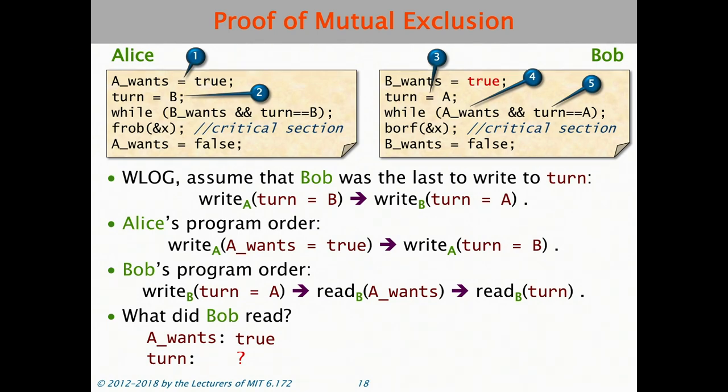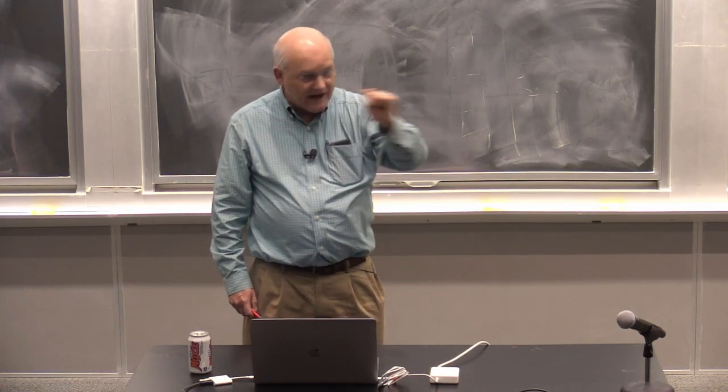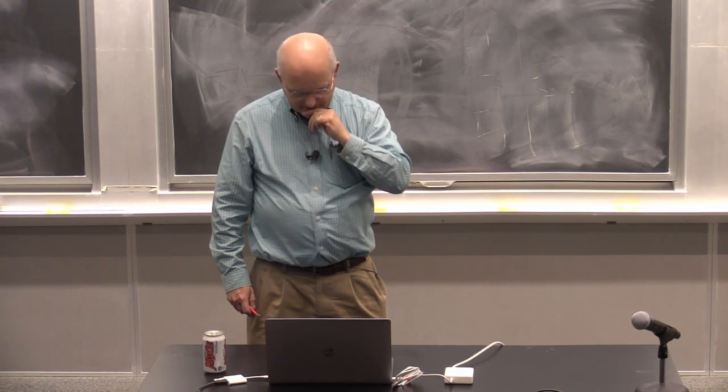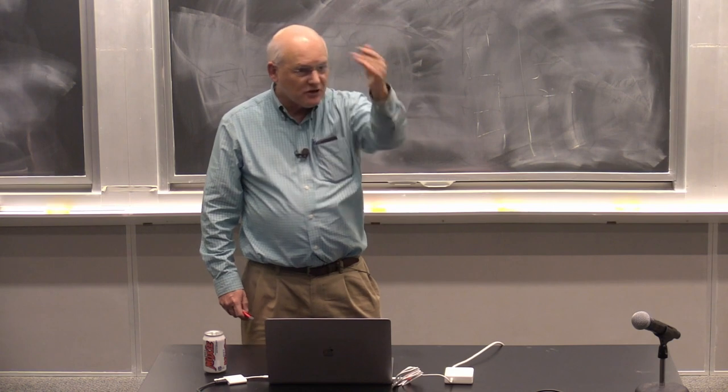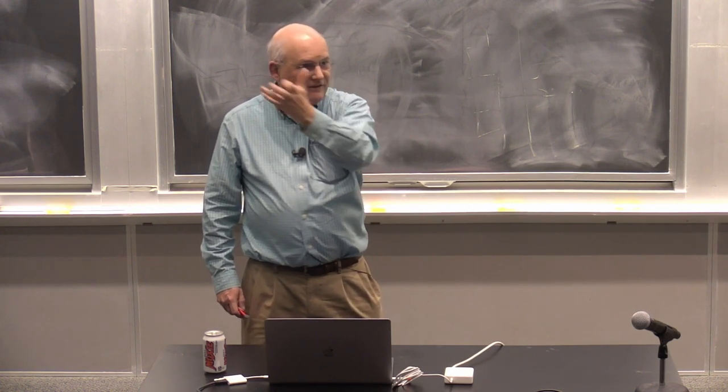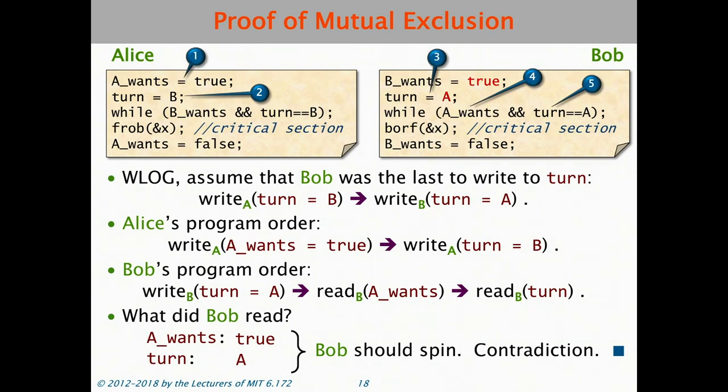And then Bob read turn. And what was the most recent value stored to turn in that chain? So then what? If that were in fact what Bob read in the while loop line, what should be happening now? He should be spinning there. He shouldn't be in the loop. Bob's code did not obey the logic of the code, okay? Bob should be spinning. That's the contradiction, because we said Bob was in the loop. Does that make sense? Is that good?